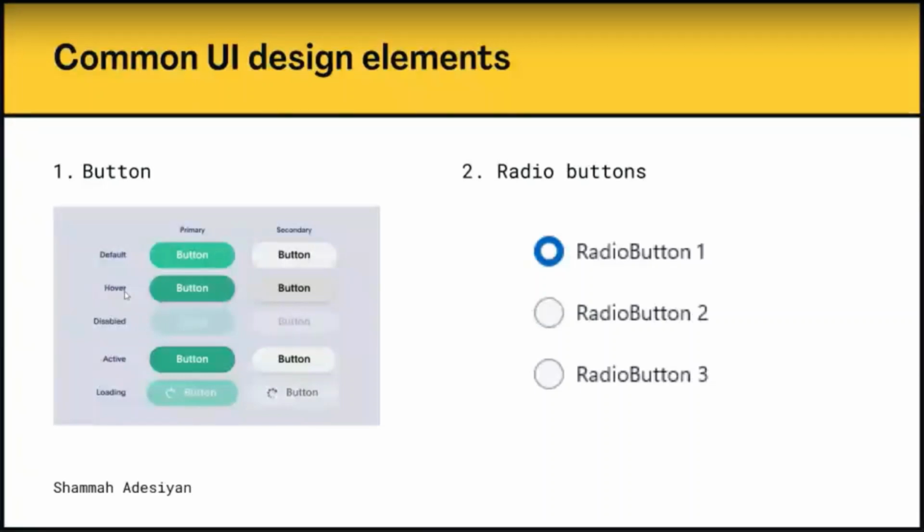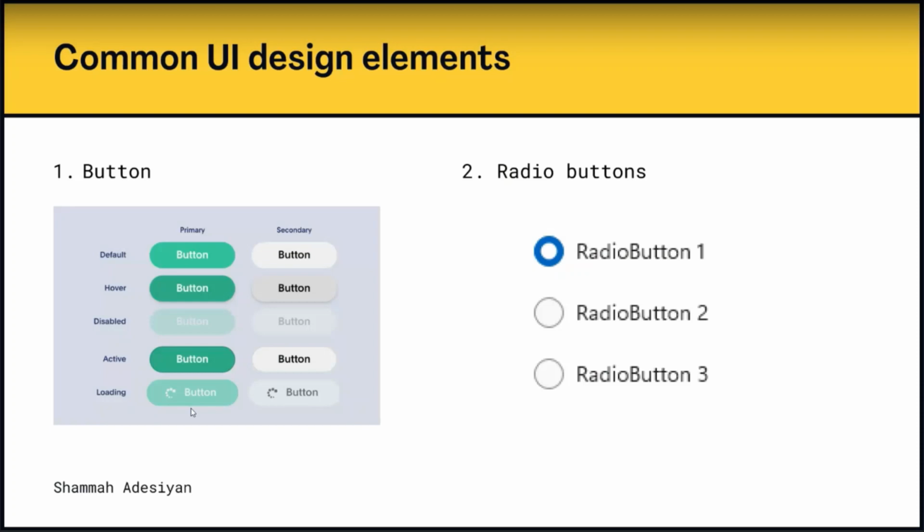So here we have the primary and secondary. That deals with the primary and secondary colors that were chosen. So we have default, we have hover. When you hover on this default button, this is what comes on. This disabled means that no action has been carried out on it yet. That hasn't been clicked on. So this active means that an action has been carried out, something has been done to it, and loading means it is in the process.